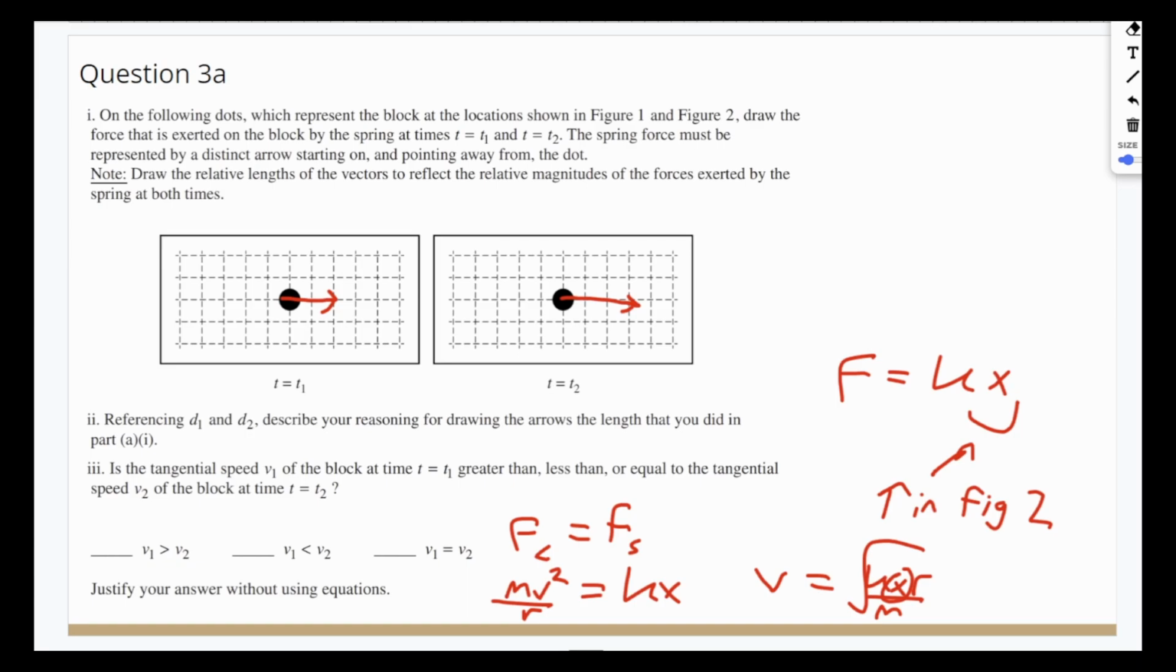So we would check the box v1 is less than v2, except now I just read the part at the bottom where it says justify your answer without using equations. So same concept, you would just have to say this more qualitatively. So let me erase this and I'll do that.